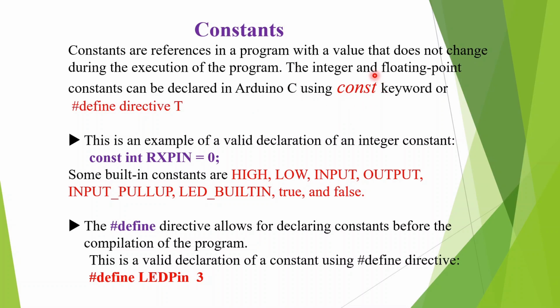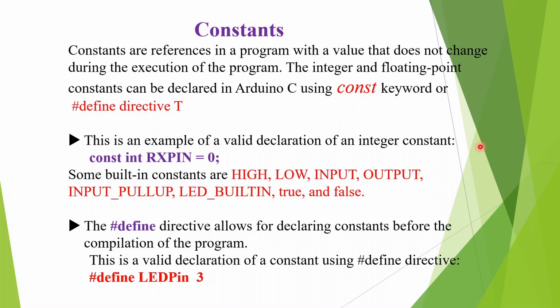The first is by using the const keyword, and the second way is by using a hash define directive. So this is an example of how to declare a valid integer constant. See, we have to use the const keyword, then int is the data type and RxPin is your variable. This variable we are going to assign a 0 value using a constant. So in the whole program, the value of this RxPin cannot change, even if we assign any value to that RxPin variable. Some built-in constants are HIGH, LOW, INPUT, OUTPUT, INPUT_PULLUP, LED_BUILTIN, true and false.